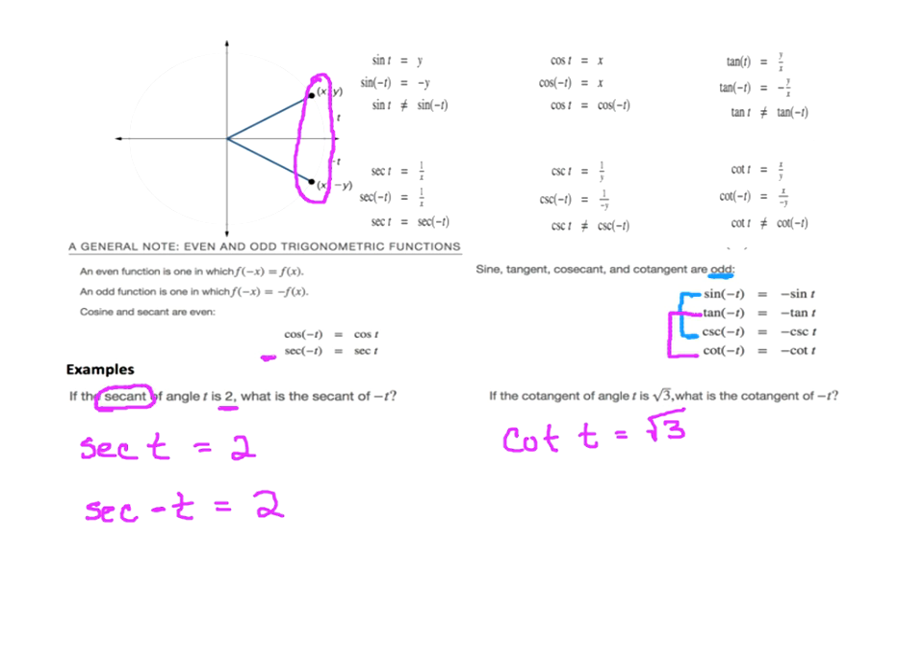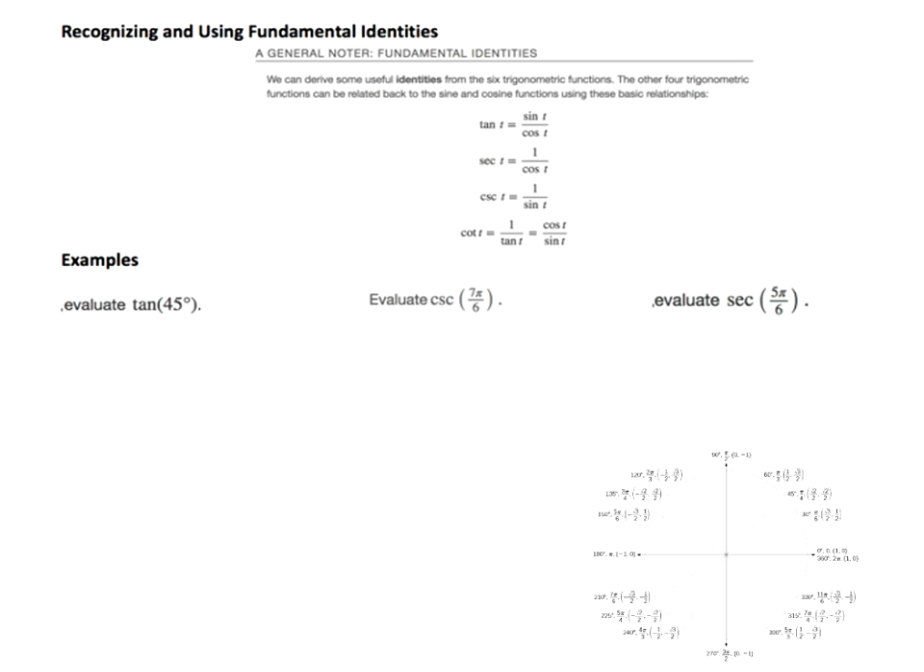The cotangent of angle T is the square root of 3. What is the cotangent of a negative angle T? Well, it's odd, so that's going to be negative square root 3. Easy enough. And I think the easiest way to remember which ones are odd and which ones are even is that any of the functions that have the y coordinate in them are going to be odd. Or you can just remember the only even ones are cosine and its reciprocal secant.